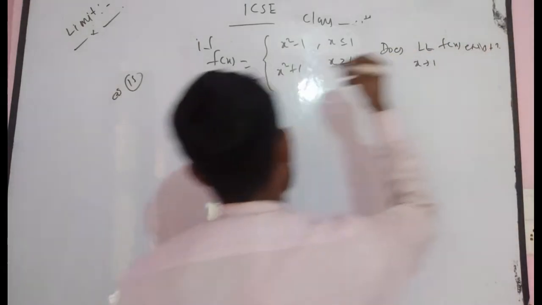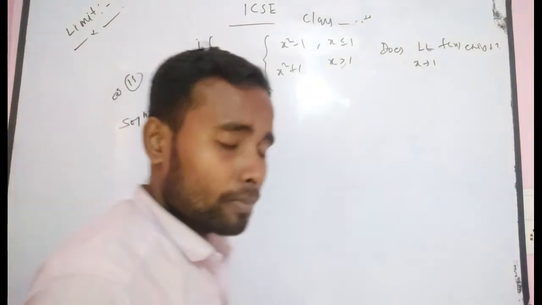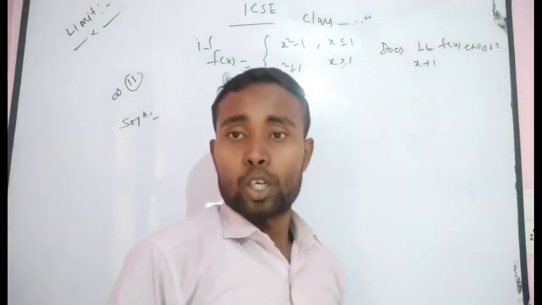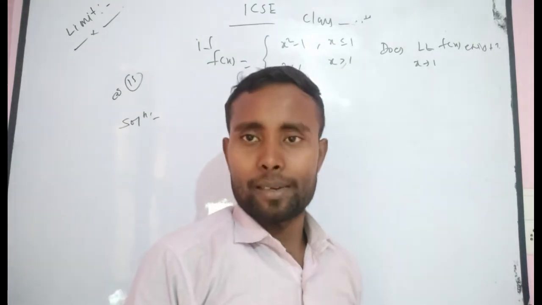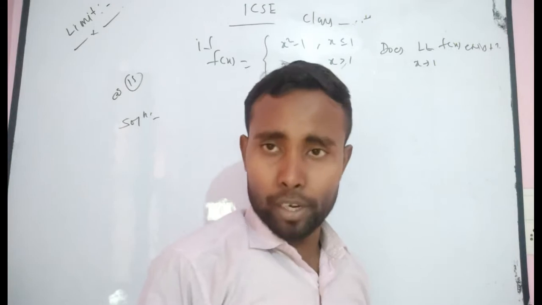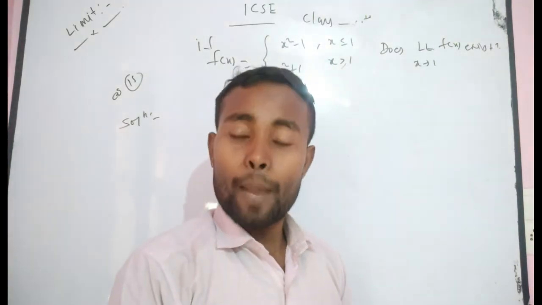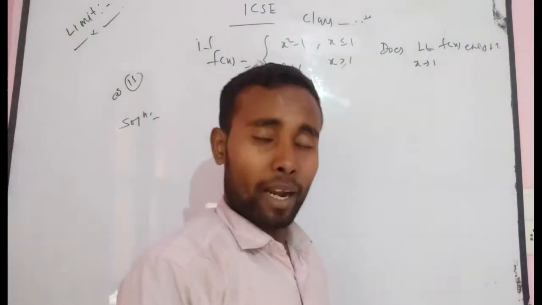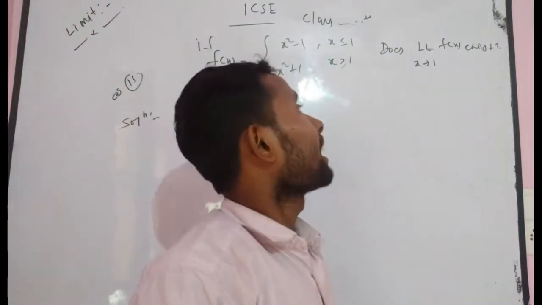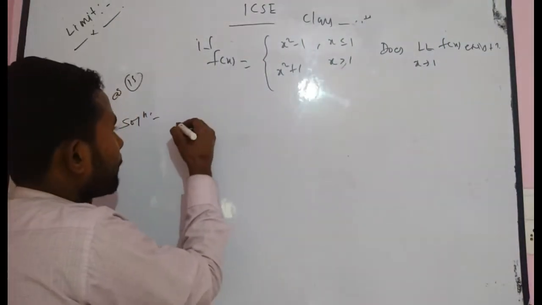Now, how can you check existence of limit? First of all, you have to find RHL. Again, you have to find LHL. If LHL is equal to RHL, then you can say that the limit exists at x equal to 1. If you do not get LHL equal to RHL, then you can say that here the limit does not exist. So firstly, I want to find it.